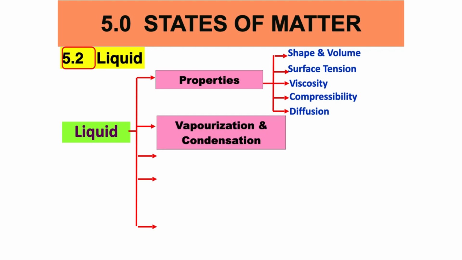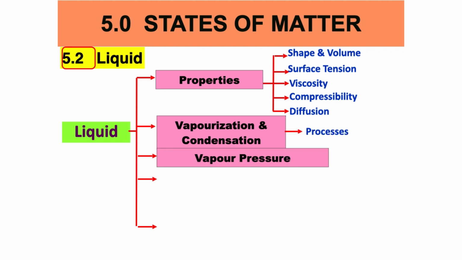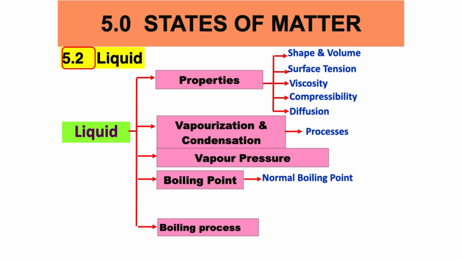Next, you should be able to explain what is the vaporization and condensation process. Then, define what is the vapor pressure and boiling point. Lastly, you should be able to explain how the boiling process occurs.